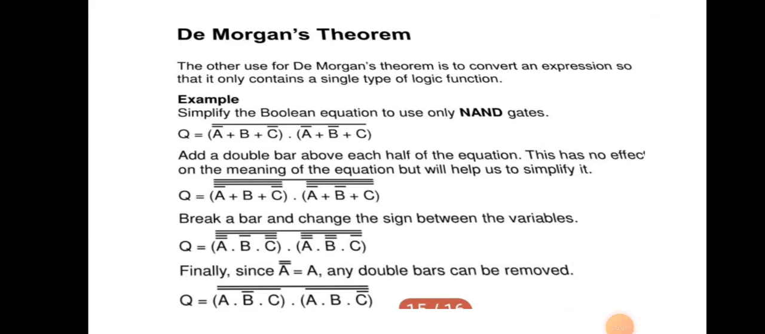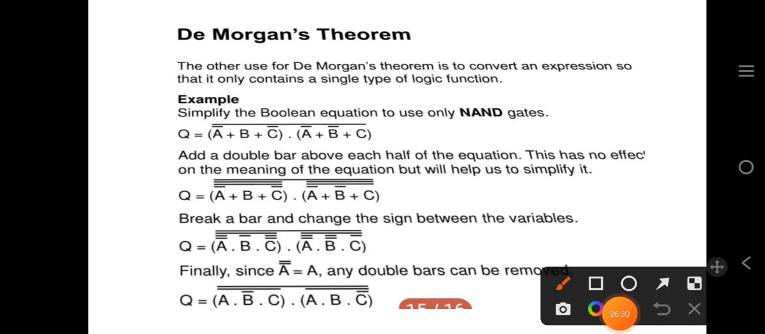Here again one example is given. The other use for De Morgan's theorem is to convert an expression so that it only contains a single type of logic function. So here example is given. Simplify the Boolean equation to use only NAND gate. So we have to convert this given equation into what? Into an equation which will be having only NAND gate. So in this equation, as we know, plus symbols are there. It means it consists of some OR gates and one dot is there. It means there is one AND gate. So by using the De Morgan's theorem, we can convert it into the NAND gate.